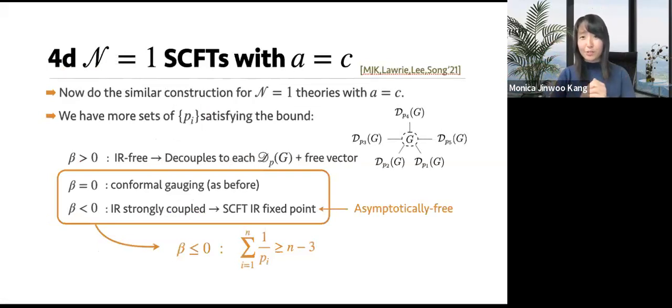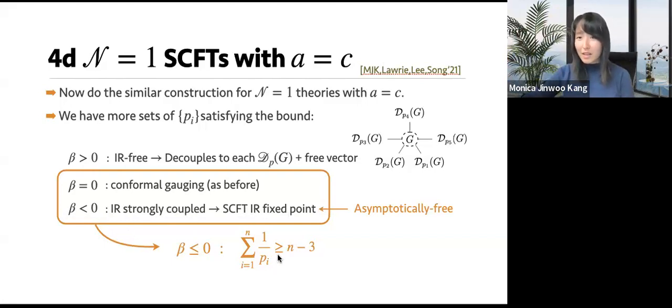Now that was the N equals 2 construction, but let's do better, consisting of today's dual theory example. How do we get the N equals 1 theories with A equals C? We glue all the DPGs and gauge with respect to G. But now this is N equals 1, so we should consider the conformal gauging as beta equals 0, and also beta going negative. In fact, our case was exactly this: it was asymptotically free, and then it flows to the superconformal field theory IR fixed point.